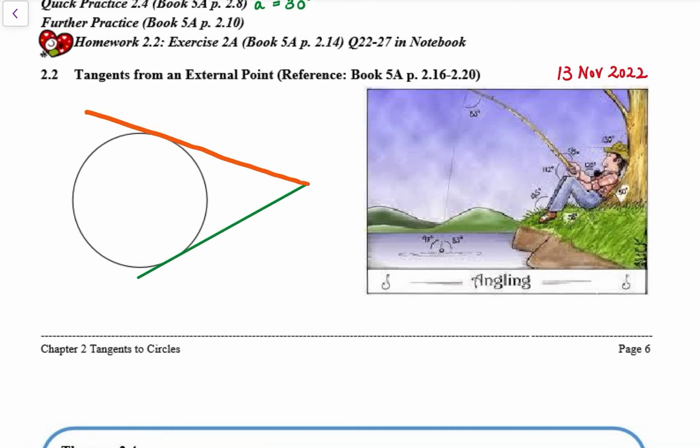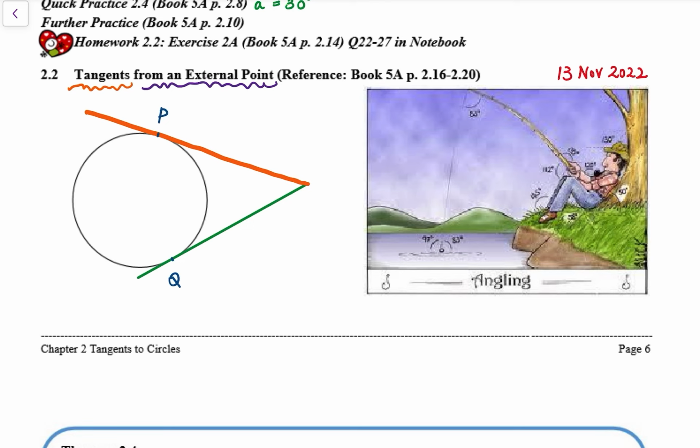Section 2.2 Tangents from an external point. You can see the circle with two tangents, and we have 2 points of contact, P and Q. So the two tangents are orange and yellow in color. These two tangents are only touching the circle, so that's why they are tangents. And we are going to look at these two tangents that come from an external point.